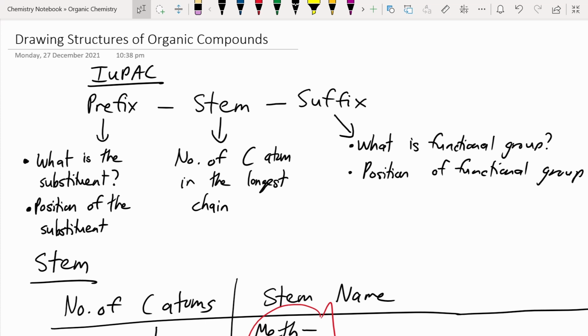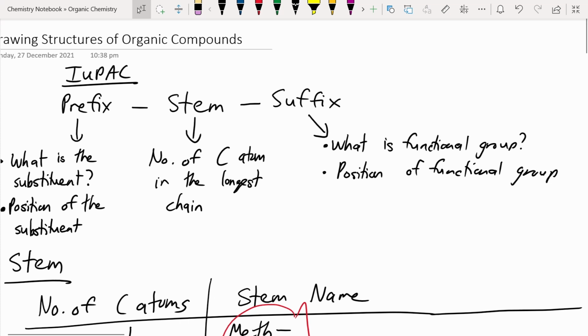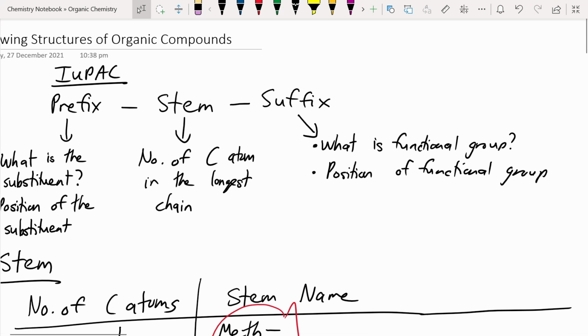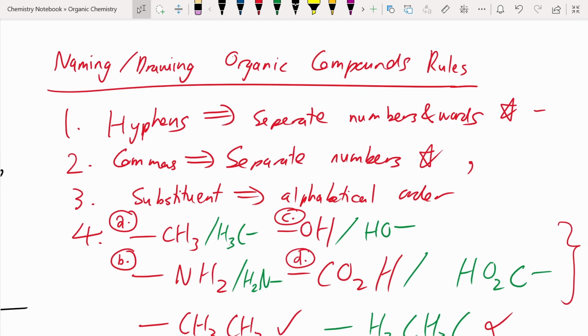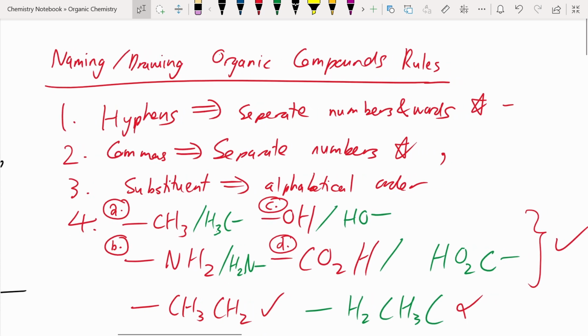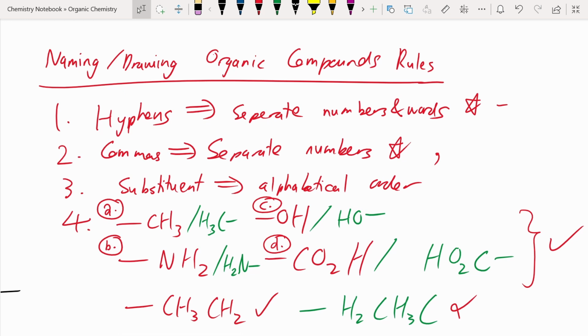And the IUPAC rule states that in every organic compound you name, it will always contain these 3 important parts. So it will be the prefix, stem, and suffix. For prefix, it will be mentioning the name and the positioning of the substituent. The stem will be the number of carbon atoms in the longest chain, and the suffix will be the name and the positioning of the functional group. So just like in a video game and in a sports game, there will always be rules, right? So in naming and drawing organic compounds, they also have their own rules too.